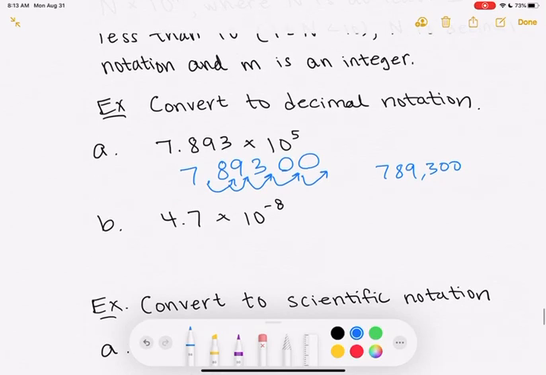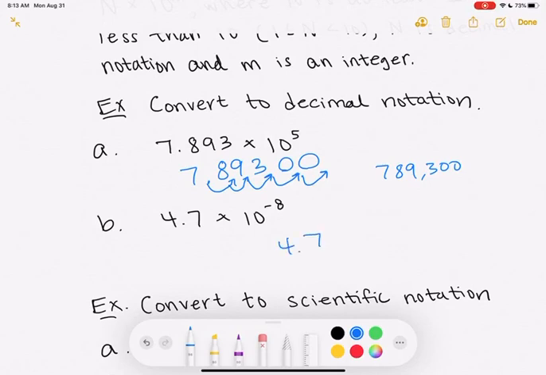So if 10 to the fifth got bigger, okay, we got this big number. What do you think is going to happen with 10 to the negative 8? It's going to get smaller, right? So which direction should we go now? Now we're going to go the opposite way. So it's going to make it a very, very, very small number.